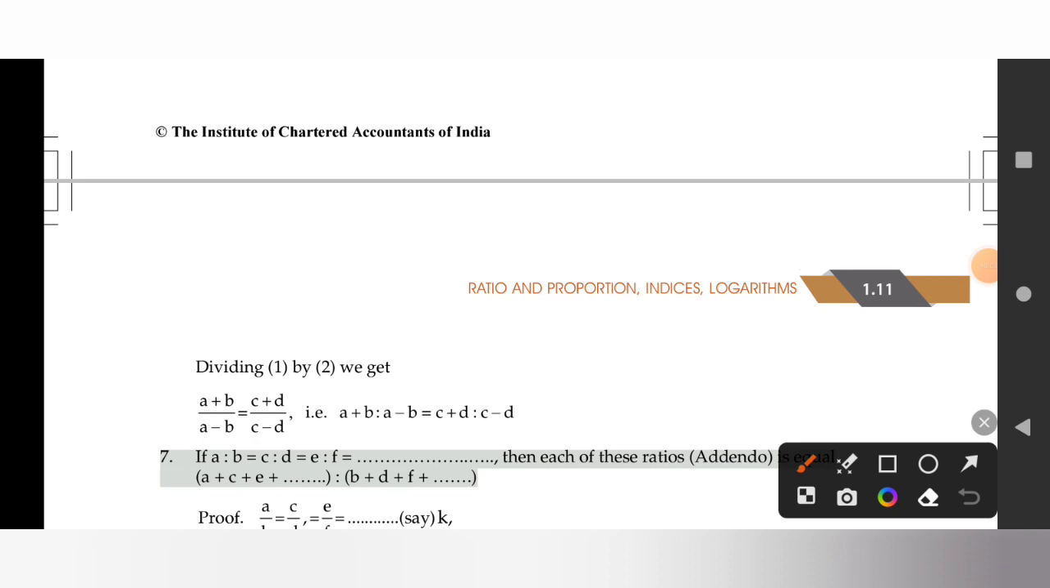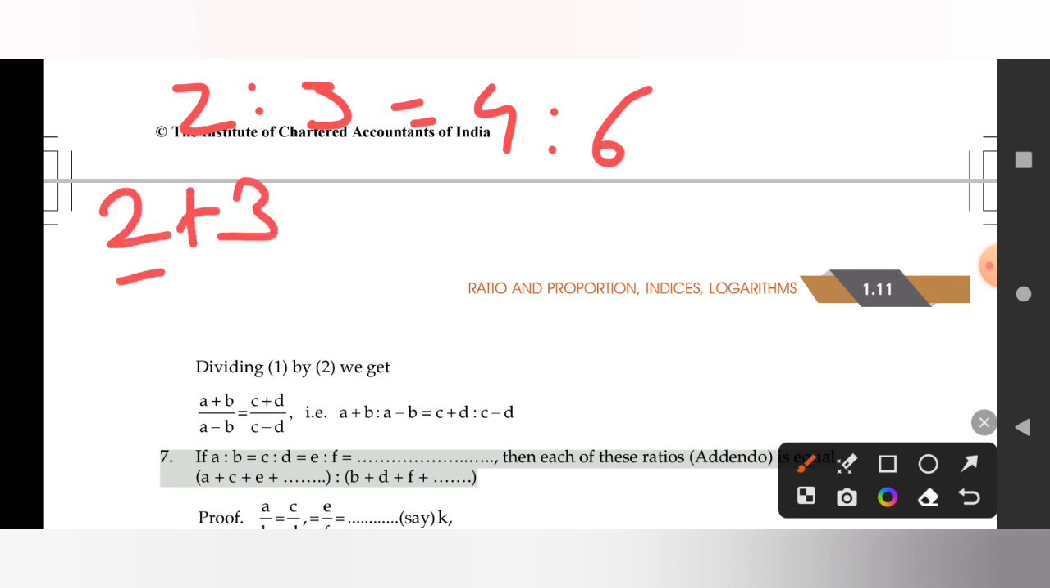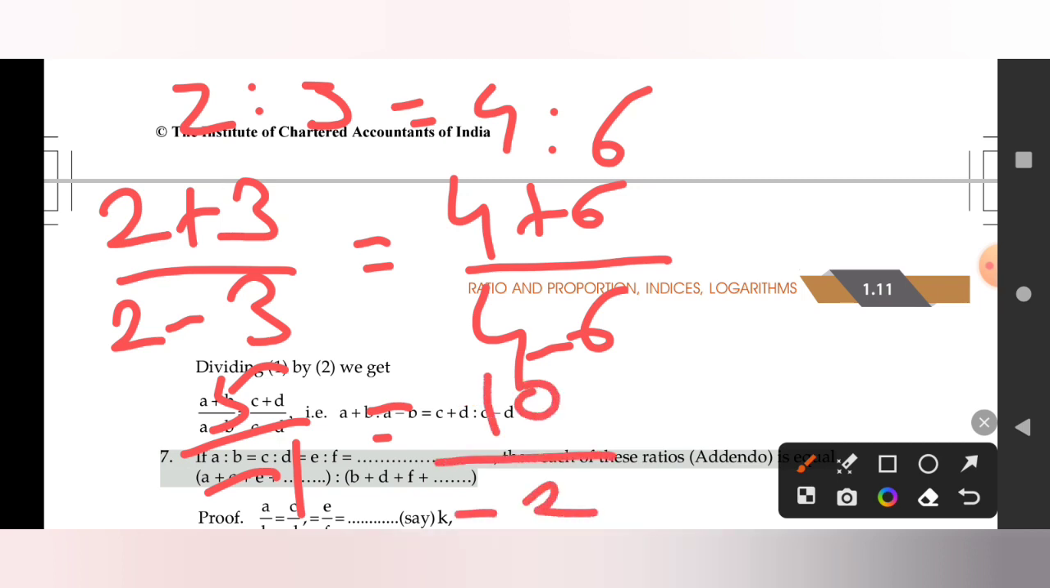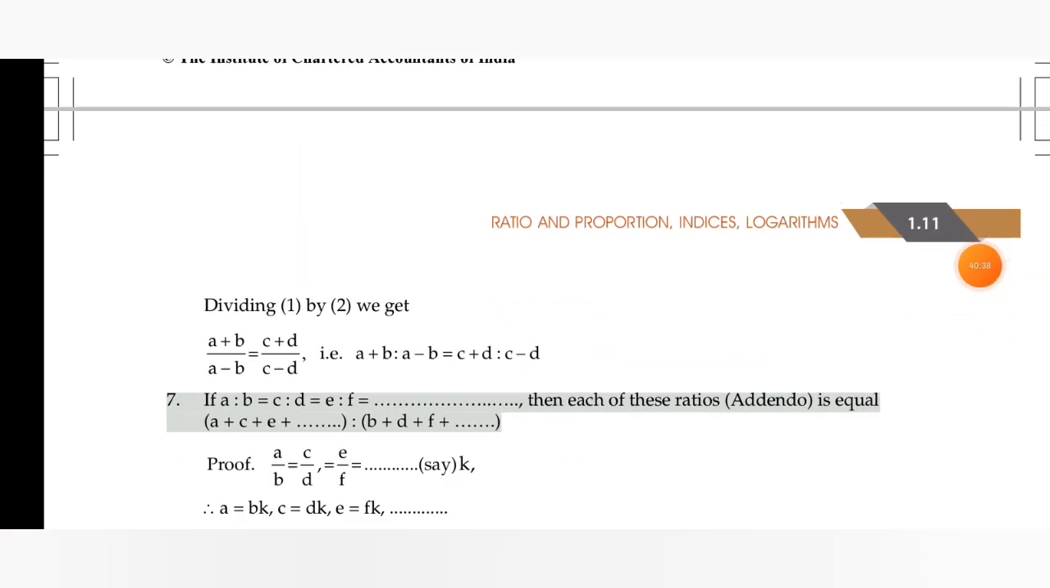Okay, same: 2 is to 3 equals 4 is to 6. So 2 plus 3 divided by 2 minus 3, and 4 plus 6 divided by 4 minus 6. So 5 by minus 1, and 10 divided by minus 2, which is 5 divided by minus 1, correct? Hence, proved.